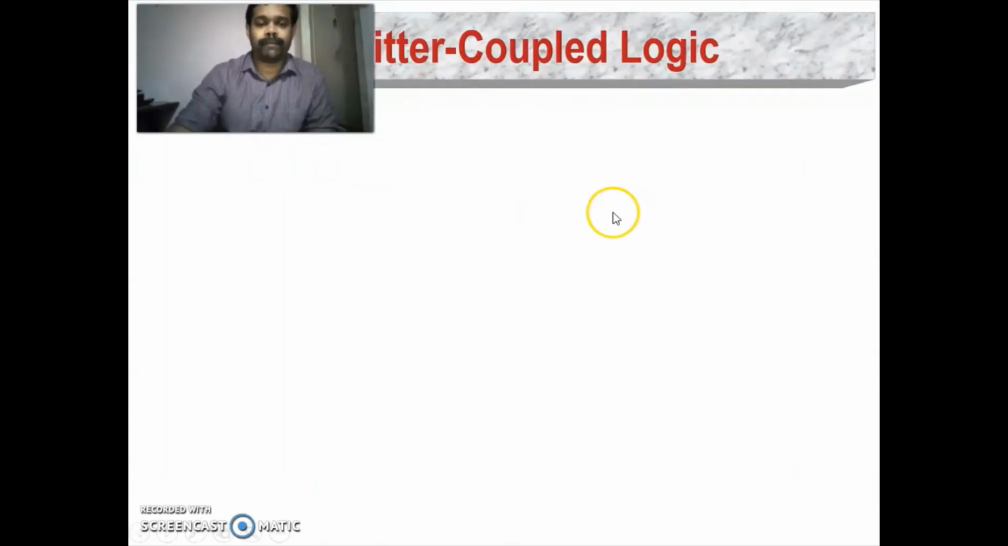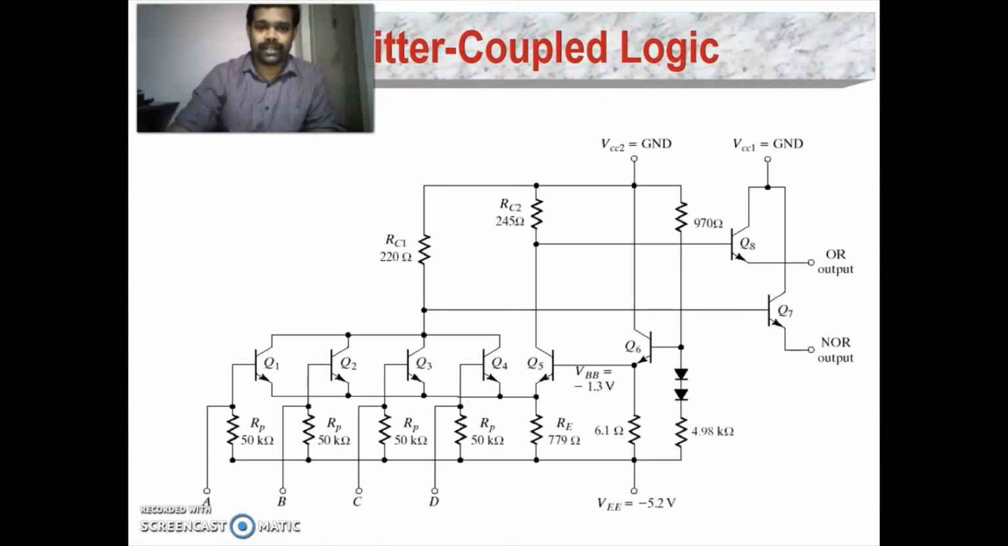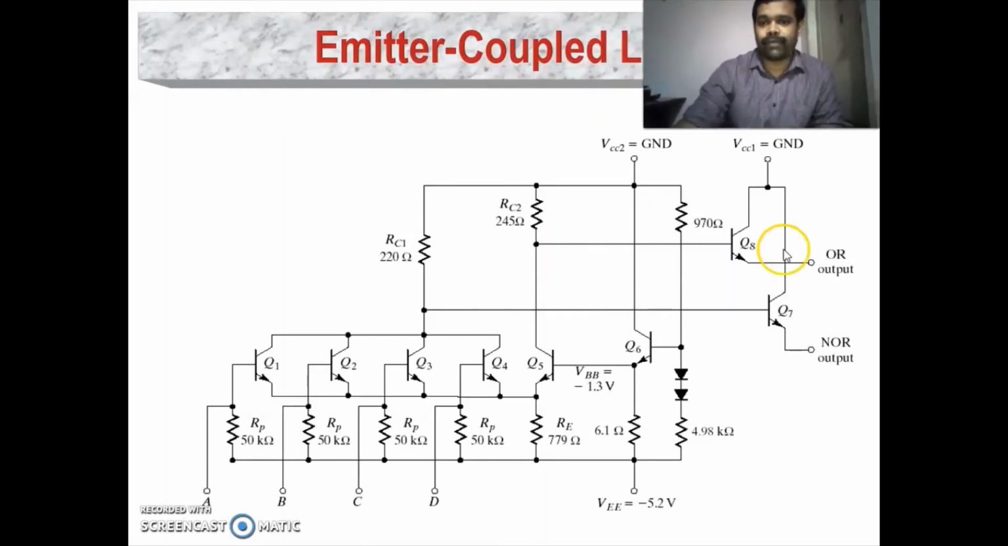Now we are going to the emitter coupled logic. This is the circuit diagram of emitter coupled logic. It has a differential amplifier, and in the differential amplifier, in one part you have multiple transistors. The multiple transistors are used as the inputs. On the other side you have only one transistor.